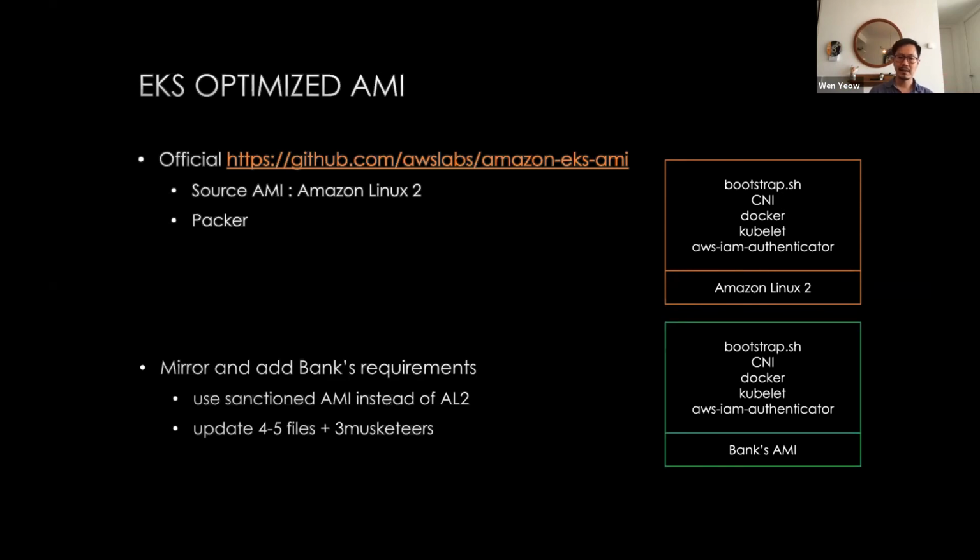In the bank, we have to use the sanctioned AMIs. So what we did was we mirrored that repo and swapped out the source AMI, replacing Amazon Linux 2 with the bank's sanctioned AMI, updated a couple of files, slapped in Three Musketeers, and we have a beautiful repo that is CI agnostic. We can run it in Jenkins, we can run it in TeamCity, in any CI, it doesn't matter.